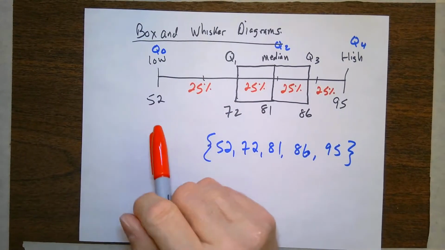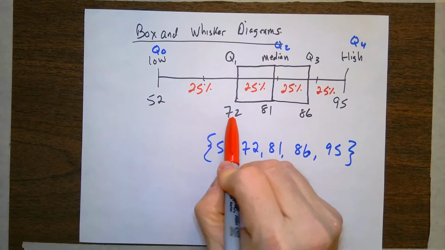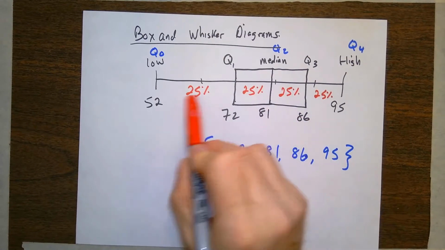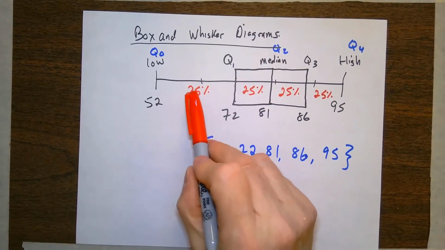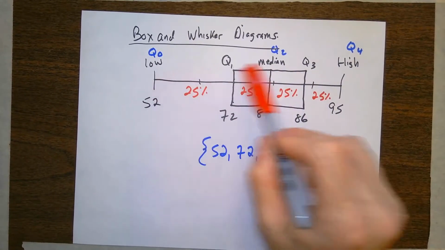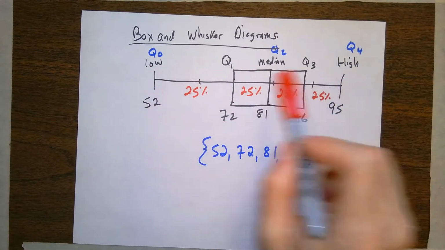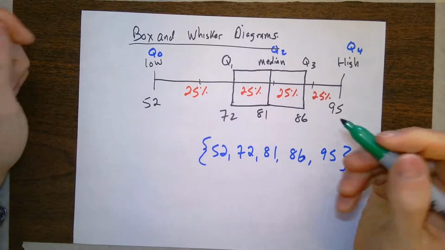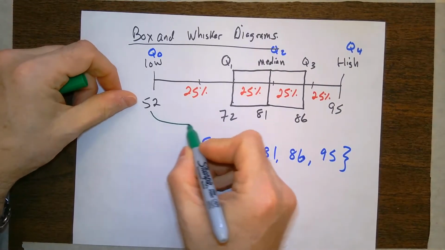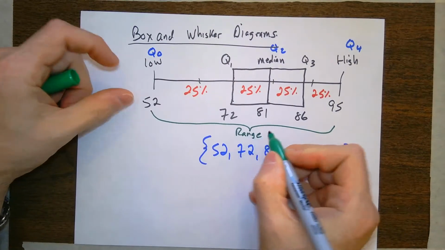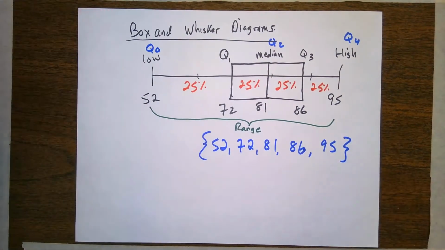So there's the same number of students that scored between a 52 and a 72 as between an 81 and an 86, even though that's a bigger range of numbers. 25%, 25%, 25%, 25%. And of course, if I take the high minus the low, this whole distance right here, we call that the range. So from here to here would be the range of values. And we're beginning to see some of these numbers, median, high, low.